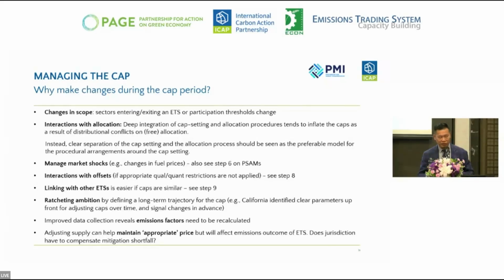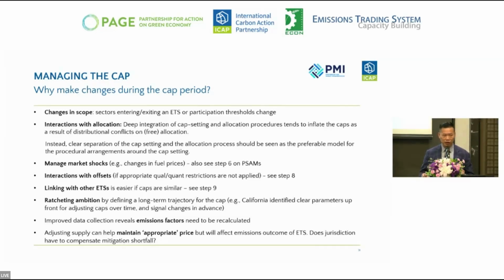Yeah, I said we can do changes, but why do we make changes, or what kind of change can we make? We change the scope, we cover more scope, or we change the allocation method, and then we can have a reserve to manage market shocks, and also interact with offsets, like right now we are talking about Article 6, and also linking with other ETS.